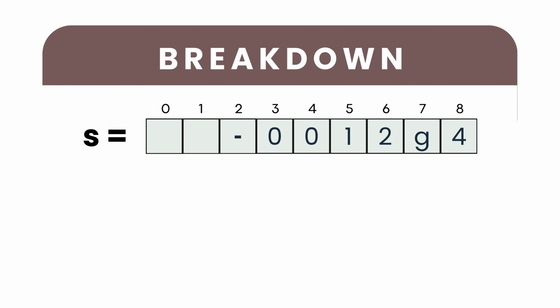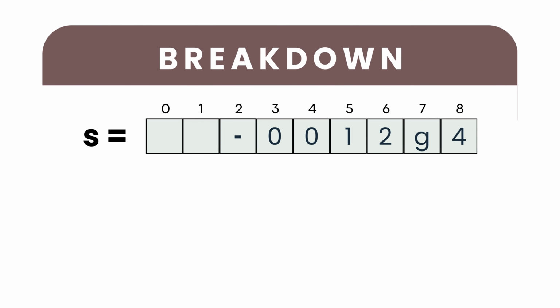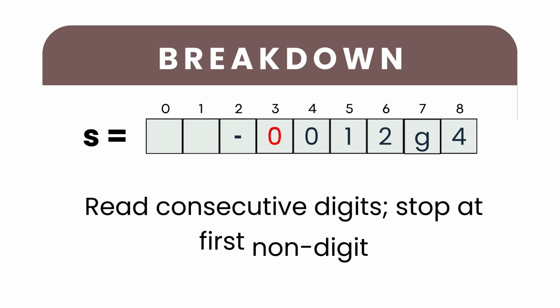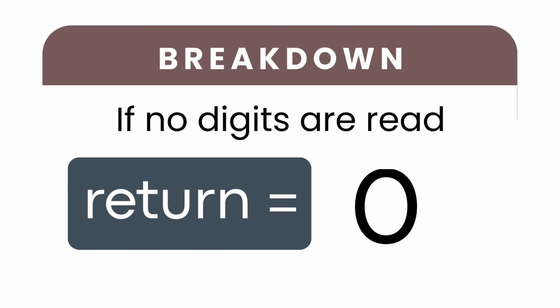Breakdown. Given a string s, convert it to a 32-bit signed integer with these rules. Ignore leading spaces. Read an optional plus or minus sign. Read consecutive digits. Stop at the first non-digit. If no digits are read, return 0.